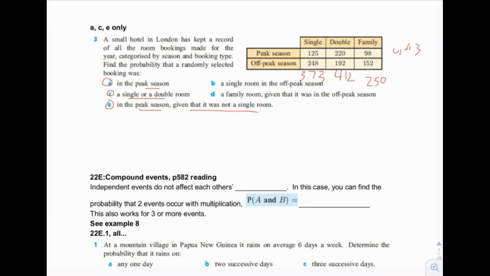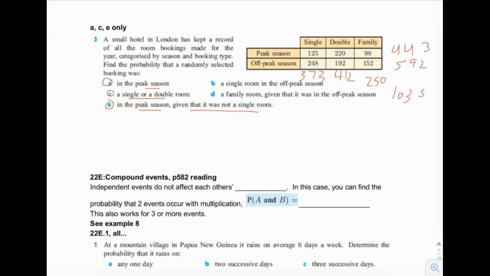Let's rewrite that. 443. 248 plus 192 plus 152, 592. Let's get the grand total. 1,035 is the total. Okay.